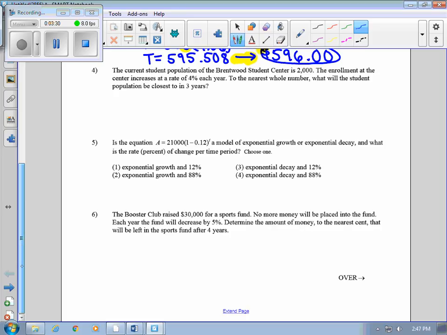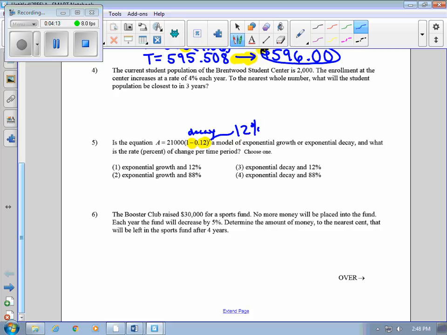Is the equation A equals 21,000 times 1 minus 0.12 in parentheses to the t a model of exponential growth or exponential decay? And what is the rate percentage of change per time period? Choose one. I'm looking right away and I see growth versus decay. I'm thinking decay. We have subtraction here. Minus decay. And what rate or percentage rate per time period? So we have to look at the 0.12, which is 12%.